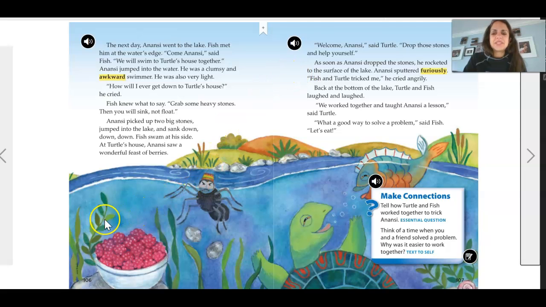So again, readers, our purpose was to identify the features of a folktale, and one of those main features is being taught a lesson. Well, Fish and Turtle worked together to solve their problem of getting tricked by Anansi, and they in turn tricked Anansi. So they're teaching us we need to work together to solve that problem. Let's go back to our questions.